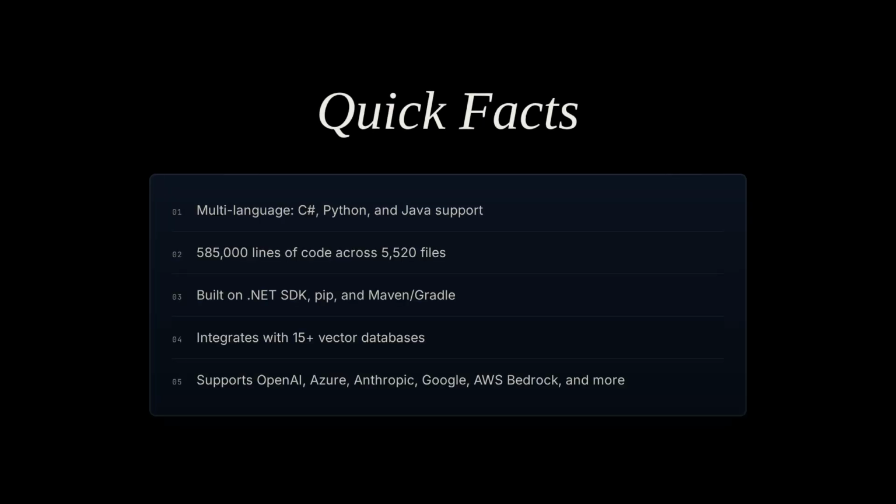Semantic Kernel is a substantial codebase spanning 3 languages, C#, Python, and Java, with over 500,000 lines of code. It's designed as a multi-language AI orchestration framework, giving you a consistent programming model whether you're in .NET, Python, or the JVM. It integrates with over 15 vector databases and supports every major LLM provider, from OpenAI and Azure to Anthropic, Google, and AWS Bedrock.